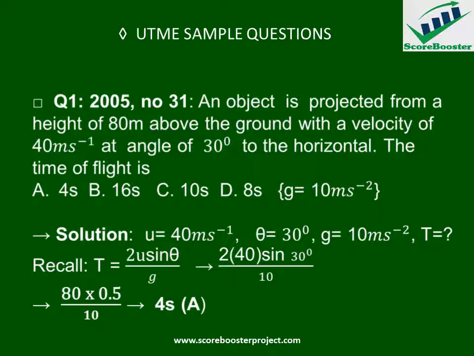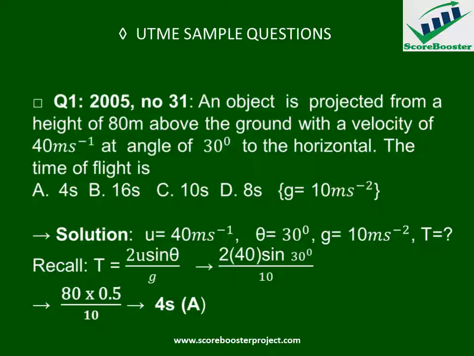Now, let's consider the sample questions. The first question we shall be considering comes from 2005, number 31. An object is projected from a height of 80 meters above the ground with a velocity of 40 meters per second at an angle of 30 degrees to the horizontal. The time of flight is dash.